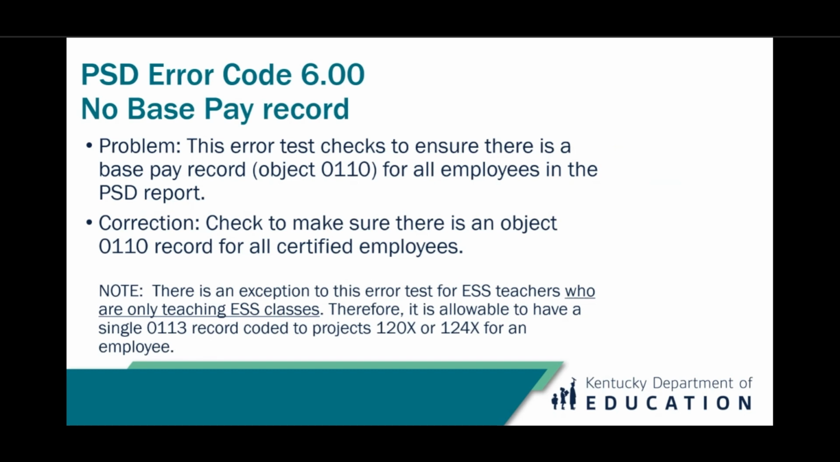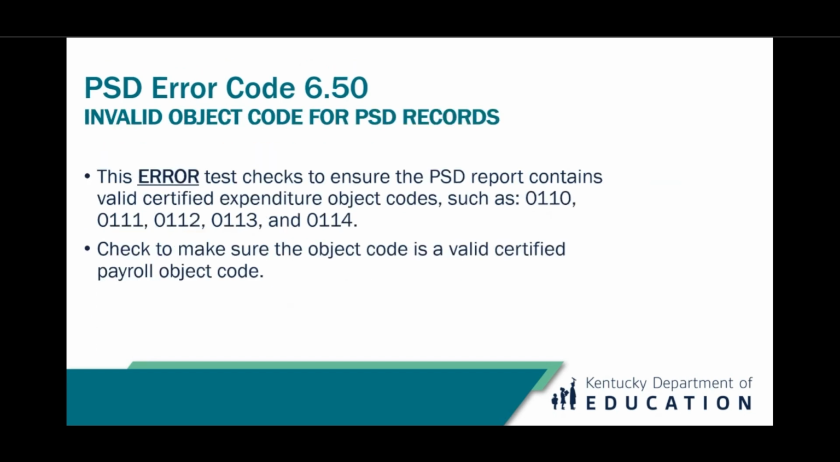The note here is that there is an exception to this error test for ESS teachers who are only teaching ESS classes. Therefore, it is allowable to have a single 0113 record coded to projects 120X or 124X for an employee. I haven't seen that happen or get an error for that, but that is one of the exceptions.